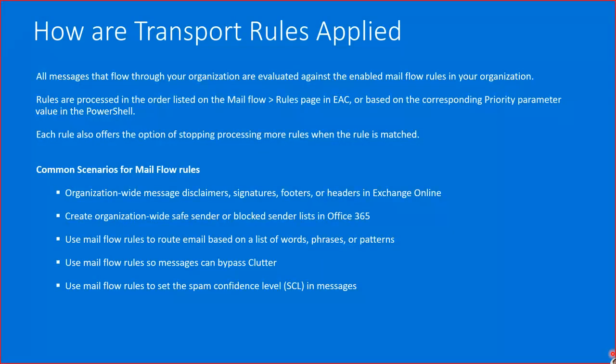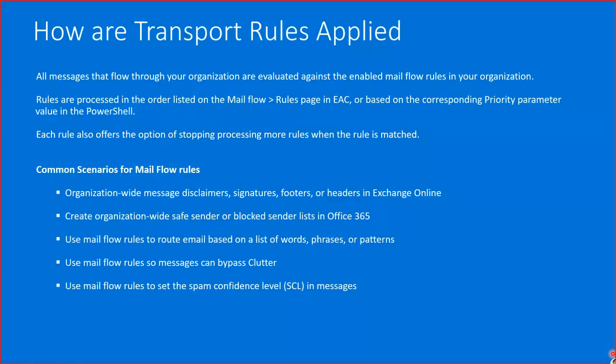We can use transport rules to scan messages with certain phrases, patterns, words, and take action on those messages. We can have transport rules which can be used to bypass the clutter option in Exchange Online. So we've got transport rules for that. We can have transport rules to set the SCL value on messages.